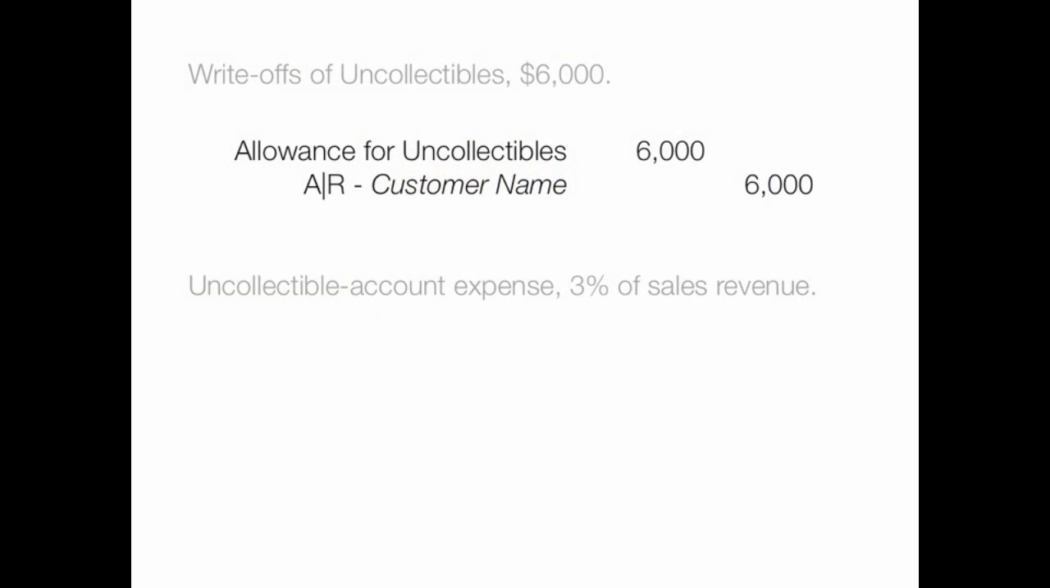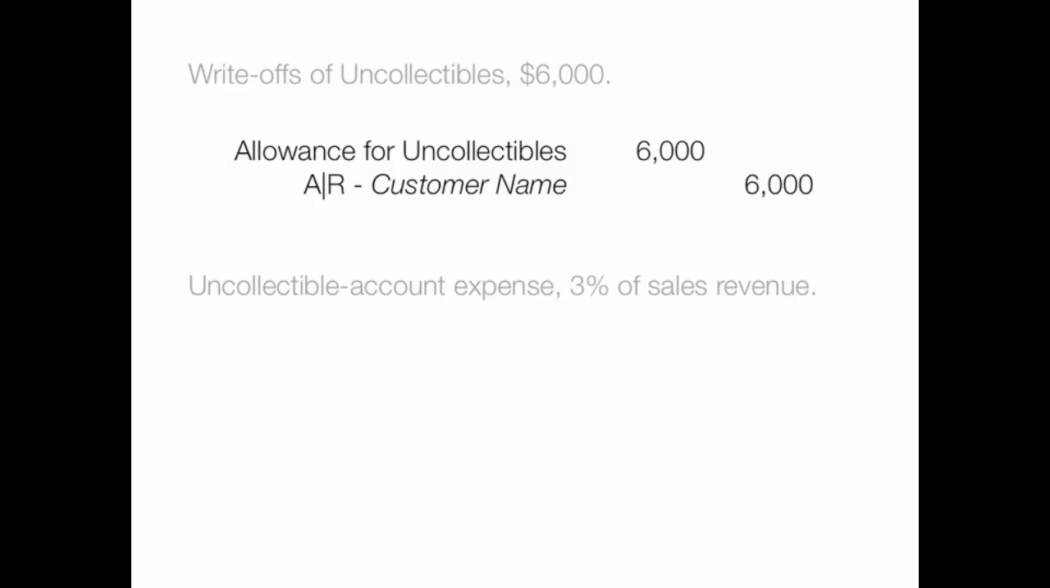So whatever the customer we've deemed to be uncollectible, that's a subsidiary ledger, which we talked about in the prior part to this series. So it would be the account receivable account to the specific customer that we are deeming to be uncollectible here.